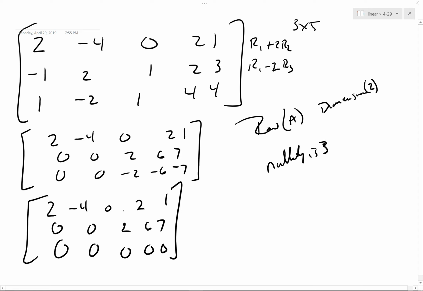I know that because there's 1, 2, 3, 4, 5 variables. N is equal to 5. If the dimension is 2, which means the rank is 2, 5 minus 2, the nullity is 3. That's it. That's all there is to it.